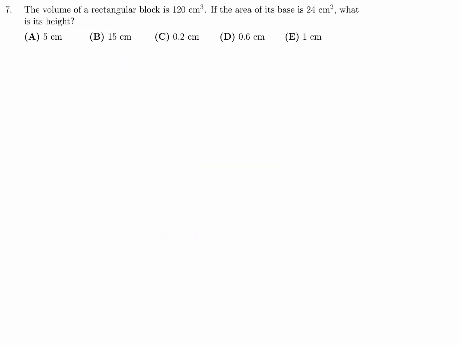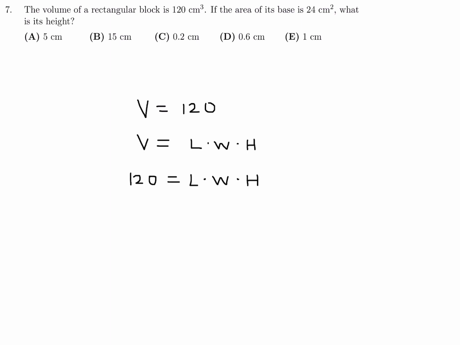The volume of a rectangular block is 120 if the area of its base is 24. What is its height? They tell you that the volume is 120. Now the volume, in terms of a formula, is length times width times height. And they tell you that is 120. So far we have this formula.